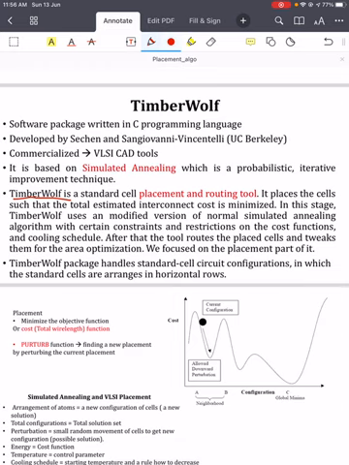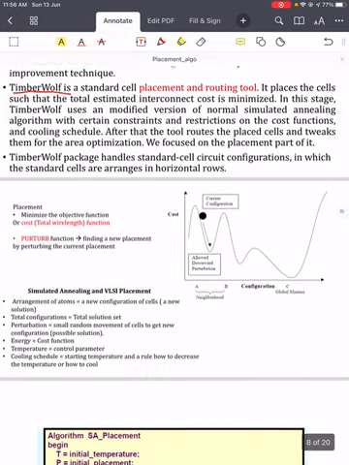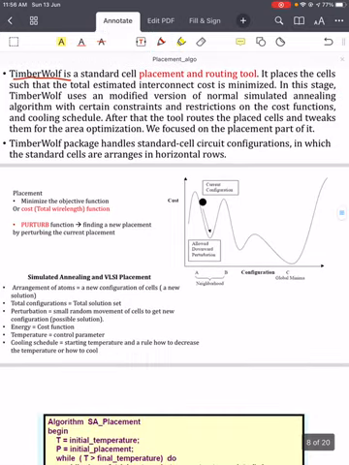In this stage, TimberWolf uses a modified version of the normal simulated annealing algorithm, with certain constraints and restrictions on the cost function and cooling schedule. After that, the tool routes the placed cells and tweaks them for area optimization. We are going to focus on the placement part of it. The TimberWolf package handles standard cell circuit configurations in which the standard cells are arranged in horizontal rows. Now let's discuss some of the important details of TimberWolf.